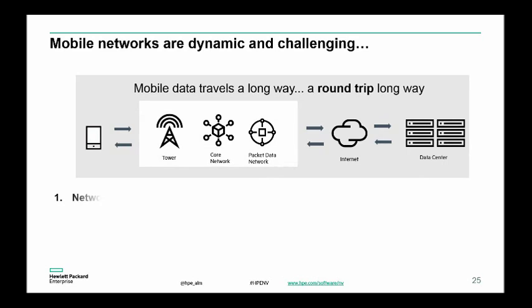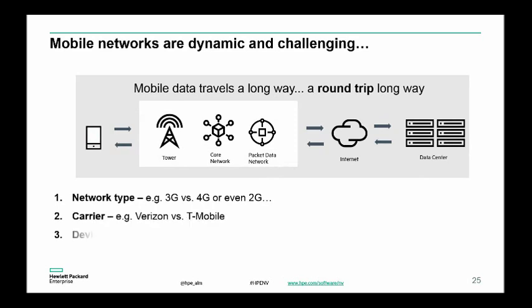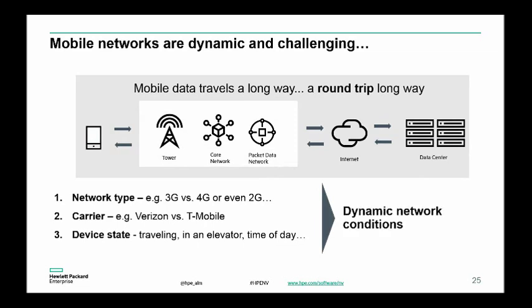Adding to it other mobile attributes such as network types, 3G versus 4G or even 2G in most of the world. Different carriers and infrastructures, Verizon versus T-Mobile versus Vodafone, for instance. And a device that is mobile by its nature, so you can travel, enter the elevator, experience changing reception in different day hours, etc. All of those can influence the network quality. The conclusion is that mobile networks imply high latency and very dynamic, constantly changing conditions.